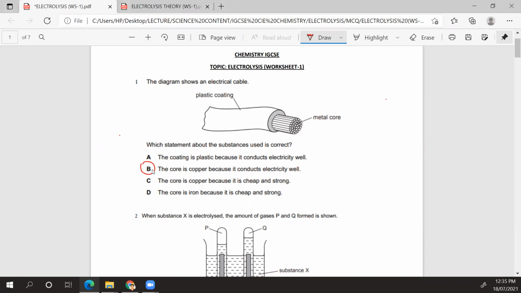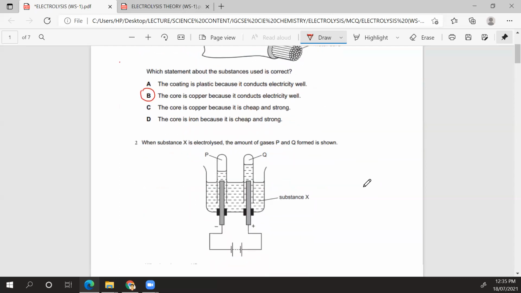So over here, the statement says that the coating is plastic because it conducts electricity well. That's incorrect because plastic is an insulator. The core is copper because it conducts electricity well, and that's the reason all your cable wires inside are copper wire, because of its very high conductivity. So the answer for this is B.